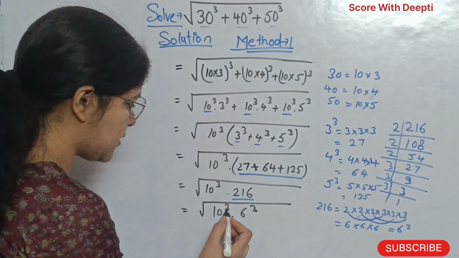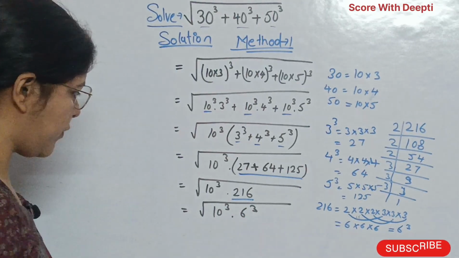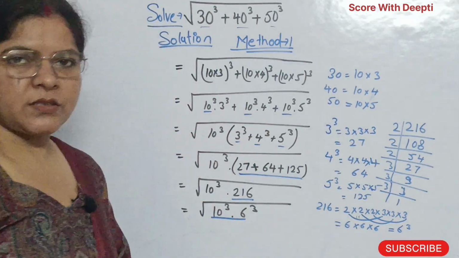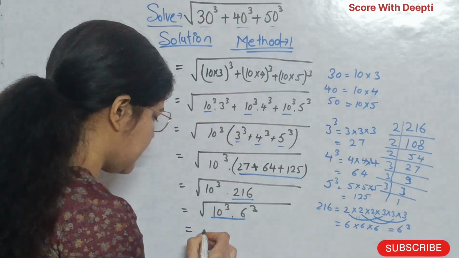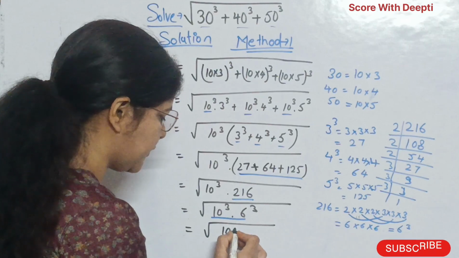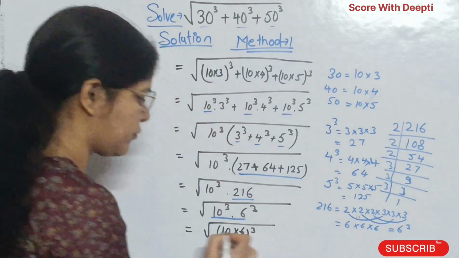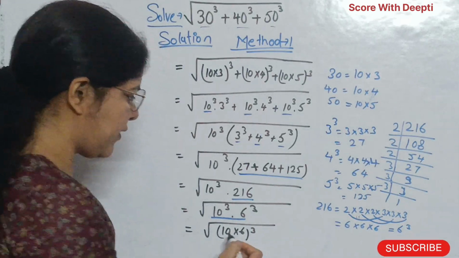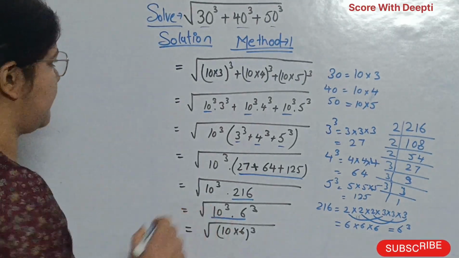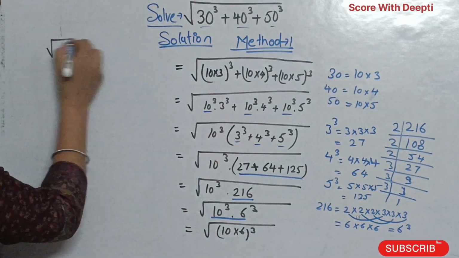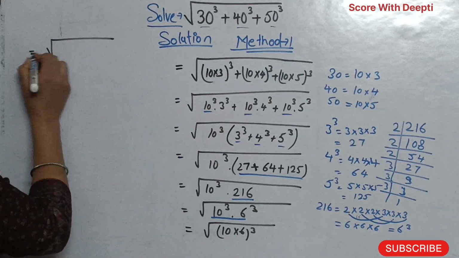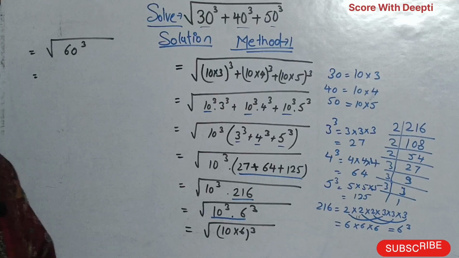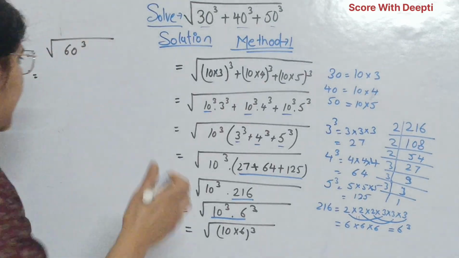Next, there is a cube in both the terms. Now we combine these two terms, which means we multiply 10 with 6. We write it as the square root of (10 into 6) whole cube. Clear? Next, multiply 10 with 6. We get 60 cube under the square root. Now 60 cube means we have to write 60 three times.